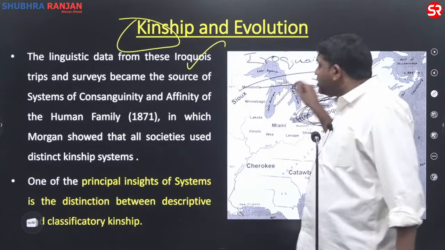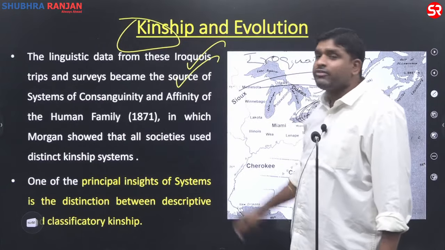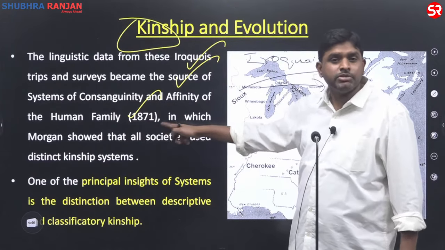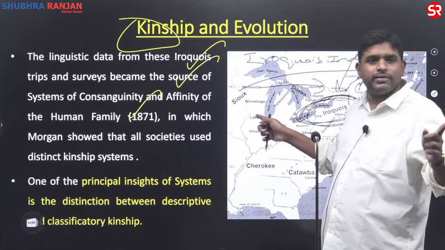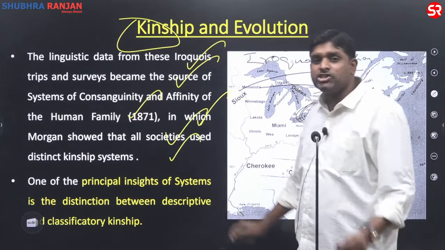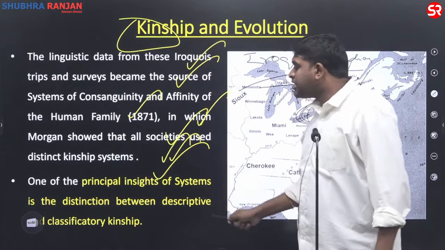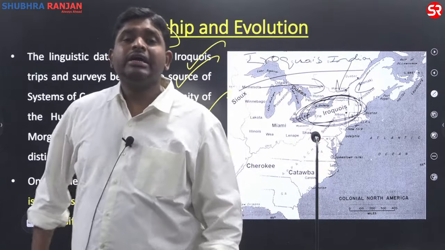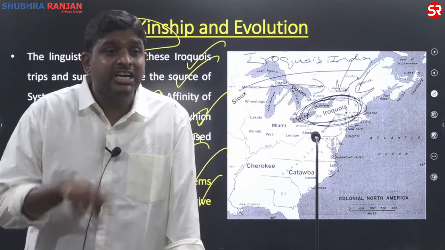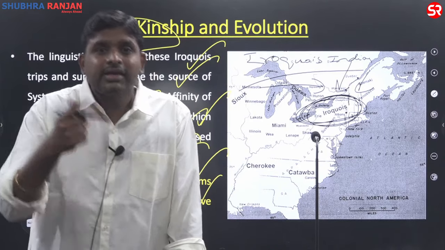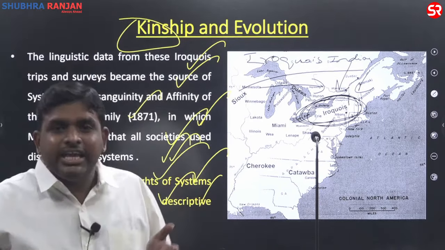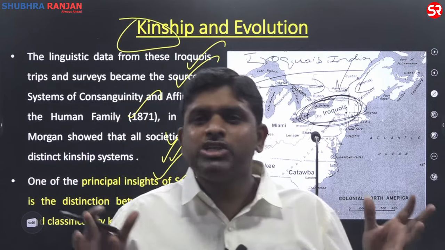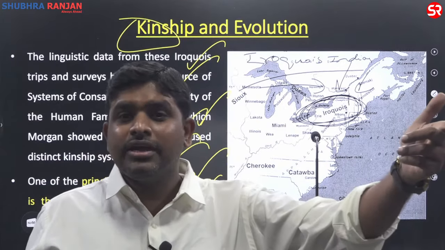The linguistic data from these Iroquois trips and surveys became the source of Systems of Consanguinity and Affinity of the Human Family. So this book he wrote from the source he got, in which Morgan showed that all societies use distinctive systems. One of the principal insights is the distinction between descriptive and classificatory systems. Here he found that two types of kinship terminologies exist. Why? Because he was generally interested in kinship studies. He studied two varieties. One is called the classificatory kinship system, the other is called the descriptive kinship system.